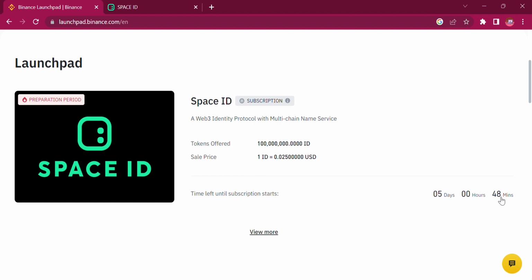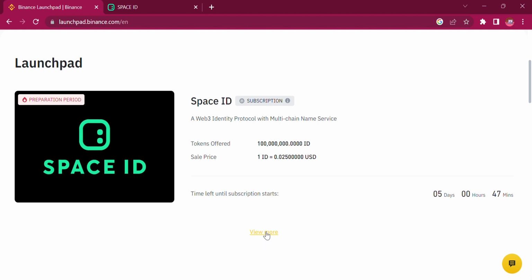As you can see here, we have just 5 days and 48 minutes to this particular launchpad subscription starting, right? So for Space ID, we have a total of 100 million tokens being offered, and the sale price for one is 0.025. So you can get this at 0.025 once you participate in this launchpad. And the interesting thing is, once it's listed, we usually see the price skyrocketing. So I'm going to do a video to cover a probable projected price, how to take advantage of it, and how not to be caught on the wrong side of this whole launchpad.